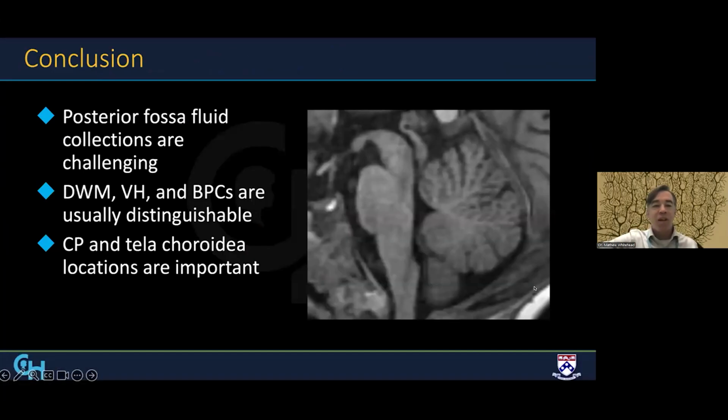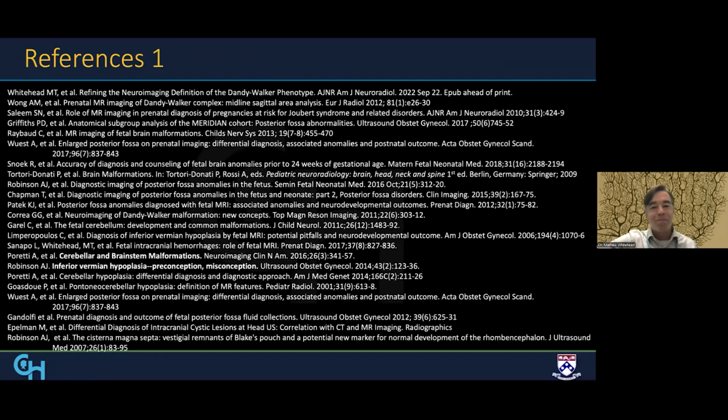Thank you so much. We know that these fluid spaces are challenging, but I think we can usually distinguish these anomalies based on the size and shape of the cerebellum, the tela choroidea and choroid plexus, and the distribution of the fluid spaces. Thanks for your time.